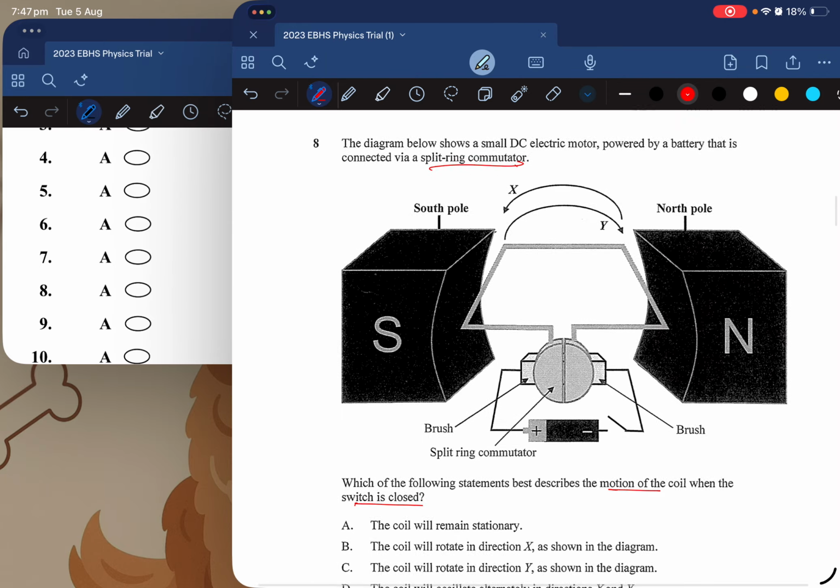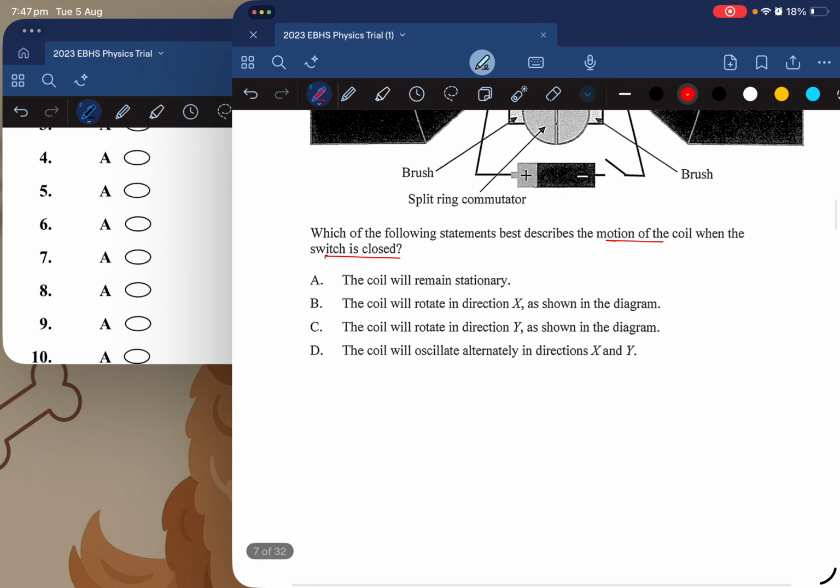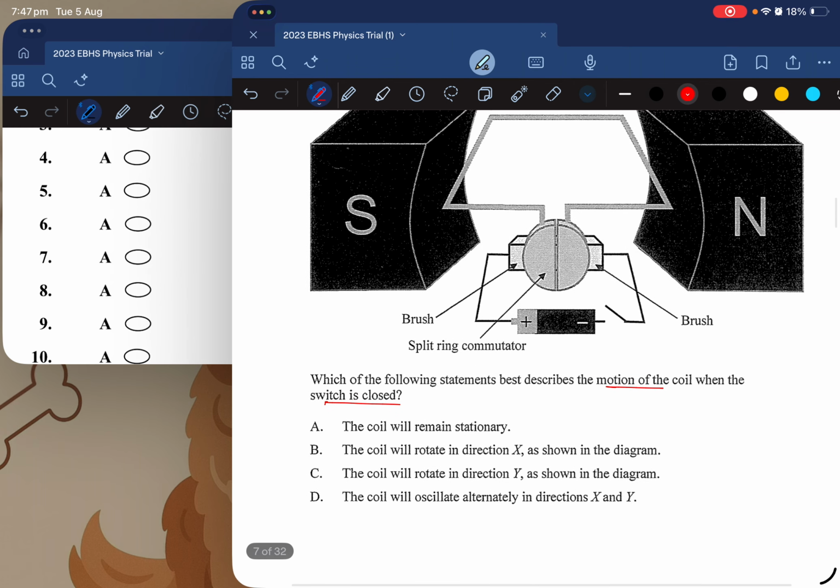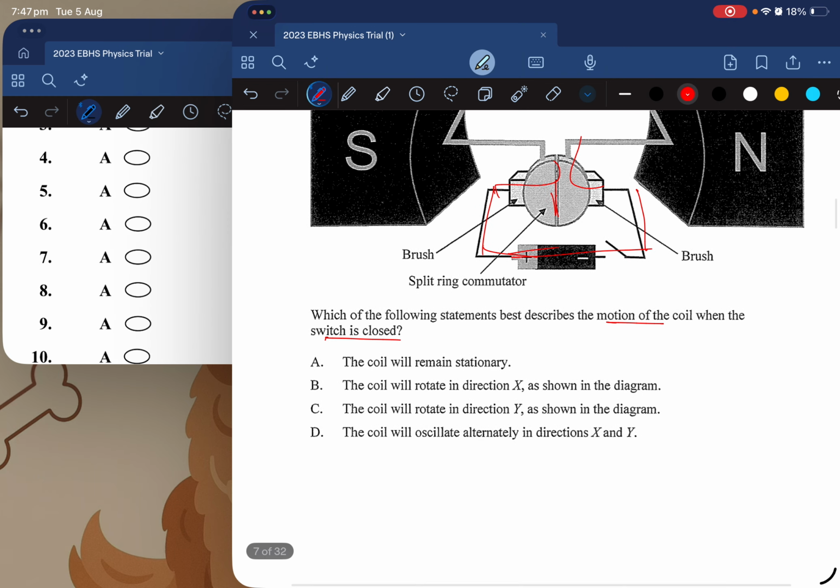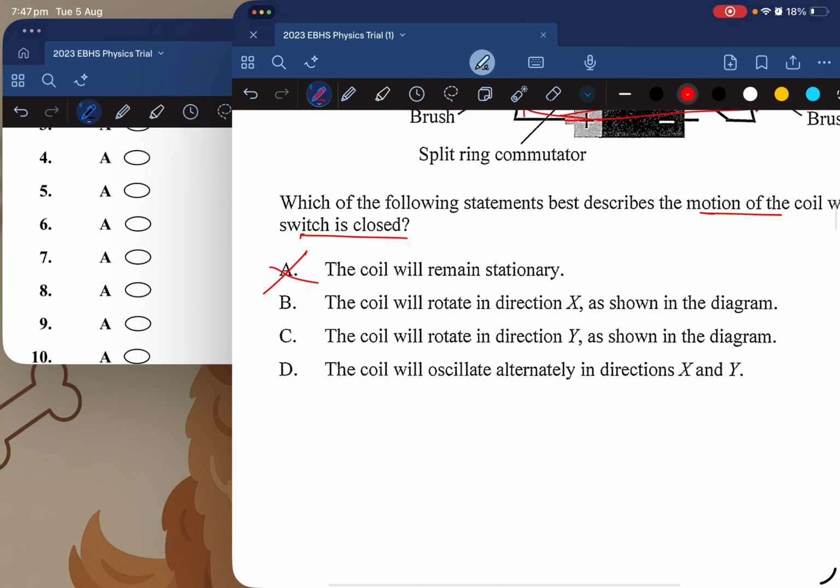This is a DC motor. Okay. If the switch is closed, my bad. That's if the switch is open, no current is flowing. If the switch is closed, then the current is flowing, logical sense, right? So this is powering supply, and it's going to rotate. So obviously remove A. I don't know why I'm using logic, but oh well. And then the coil will rotate in one direction X, as shown in the diagram. Or the coil will rotate in the direction Y, as shown.